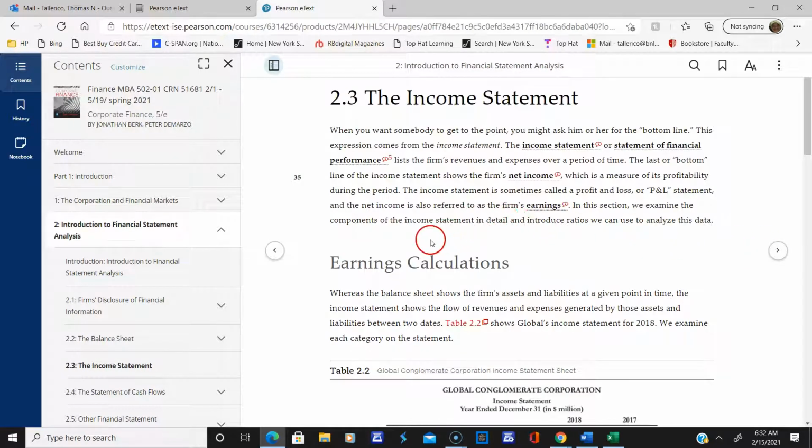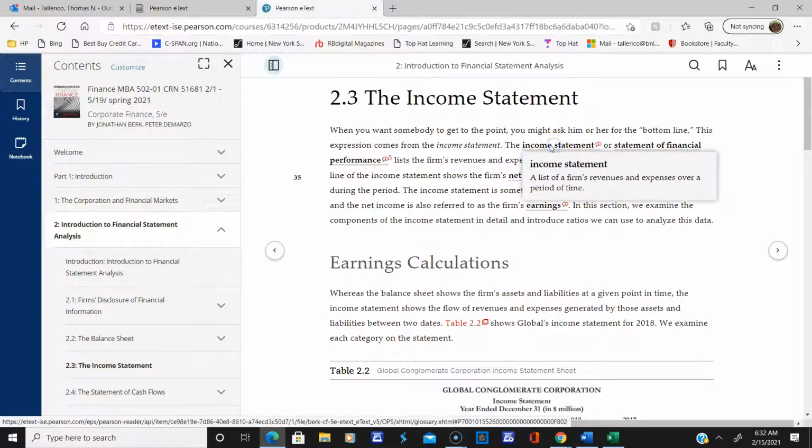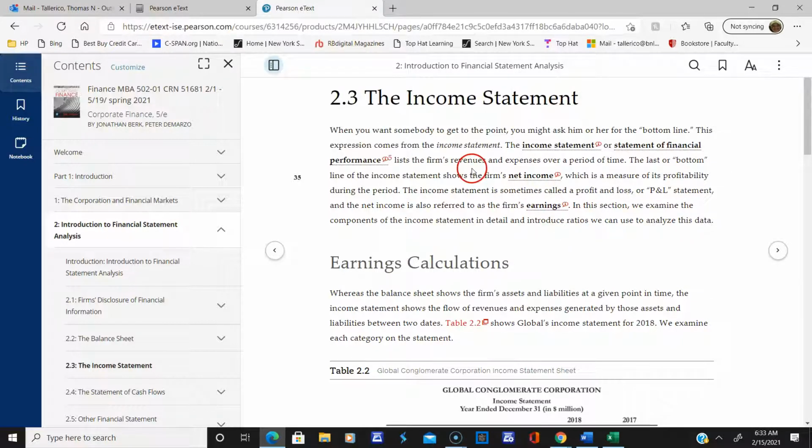All right, so let's look at the income statement. The income statement is a list of the firm's revenues and expenses over a period of time, and this is normally done quarterly and one at the end of the year. The very, very top of the income statement is the firm's revenue. Okay, that's the very top.